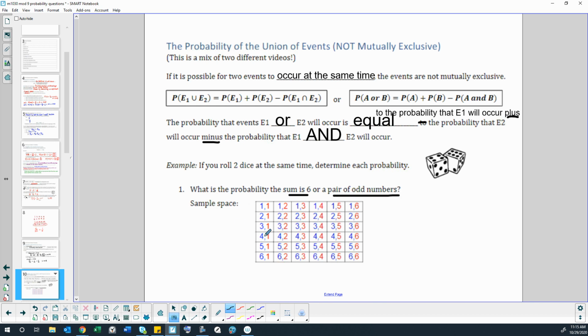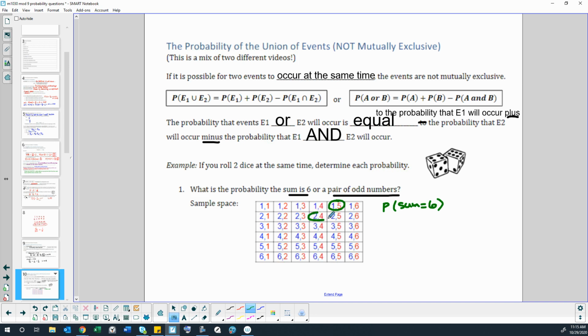Okay, let's start by looking at the sum is 6. So let's choose a color for that. So I'm going to look at the sum. I want to use a little bit different notation here. So the probability that the sum equals 6. Let's look at that first. So let's circle any possibilities in our sample space where the 2 numbers add up to 6.